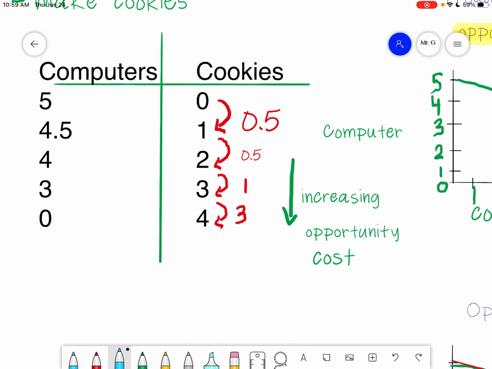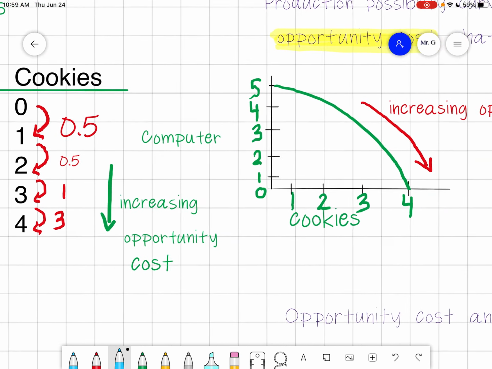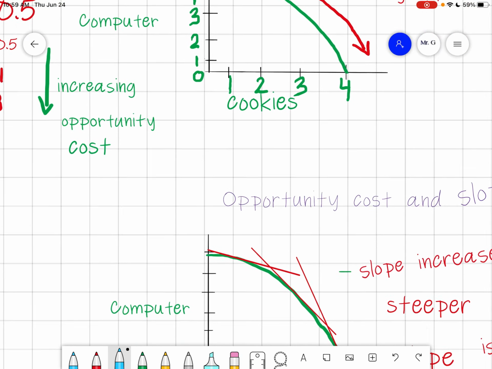Now I'm moving from 2 cookies up to 3 cookies. Notice what happens. I have to give up making 1 whole computer. Wait a minute, we just moved up another cookie. It was only half a computer before. Now we're having to give up a whole computer. And as we move from 3 to 4, we're having to give up making 3 computers. You can see that the cost is going up. That is the ever-increasing opportunity cost.